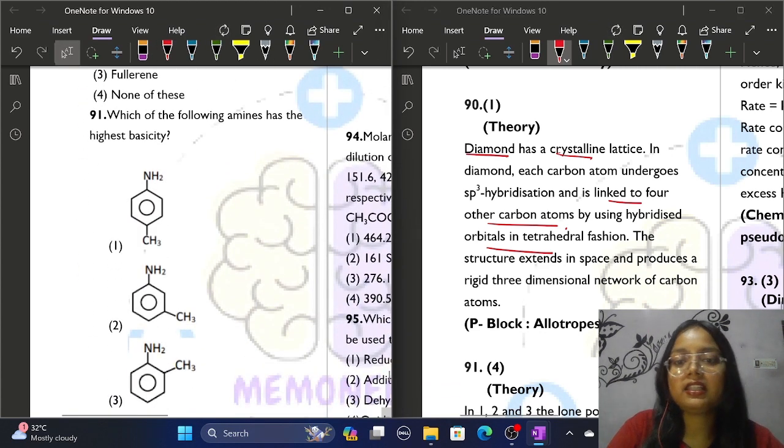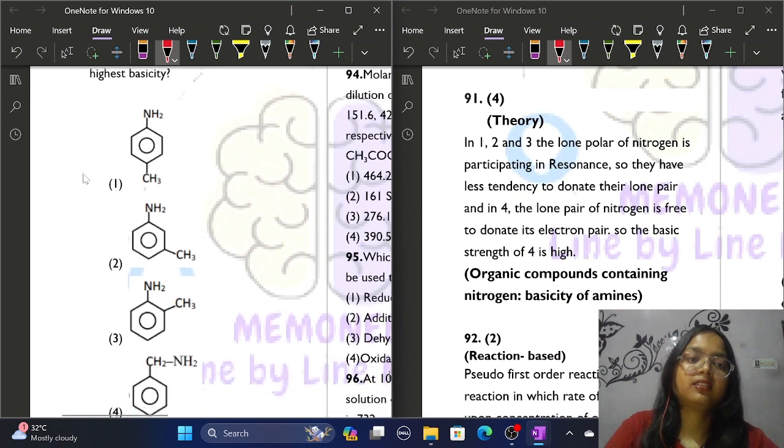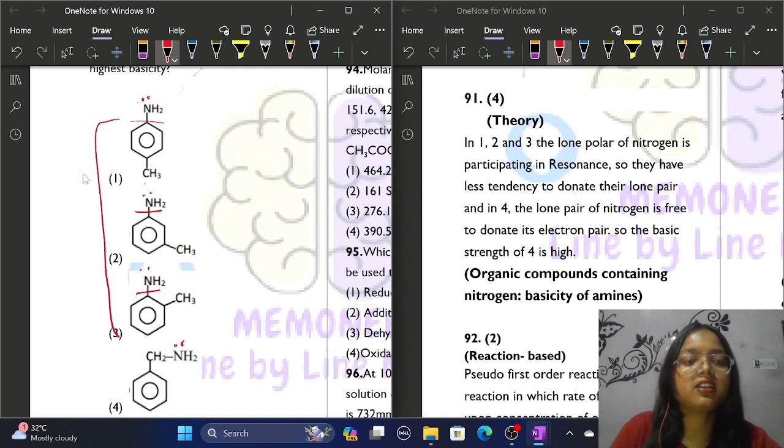Question number 91. Okay, which of the following amines has the highest basicity? So see here, the options are there. Okay, so here the lone pairs are there in the nitrogen atom, right? All the nitrogen atoms in the NH2 group will have the lone pairs. But the problem here is that three of the nitrogen atoms are attached to the benzene ring, but 4 is not attached. So let's talk about these 3 first.